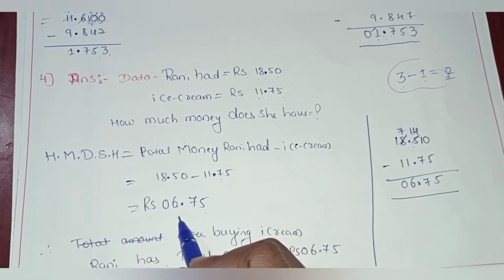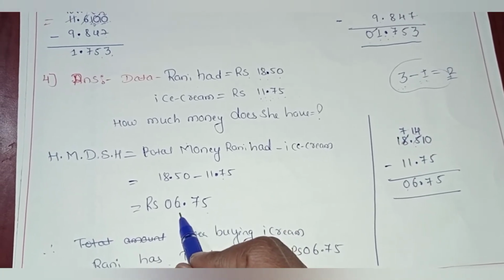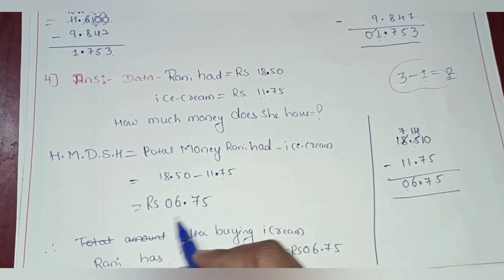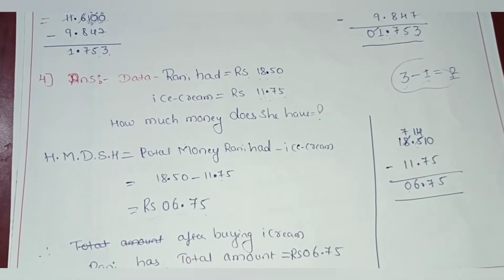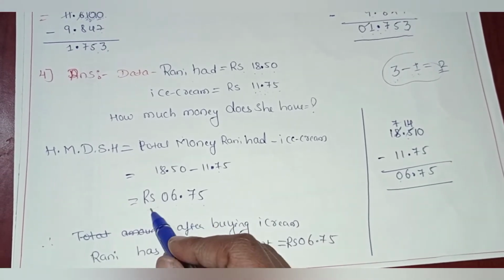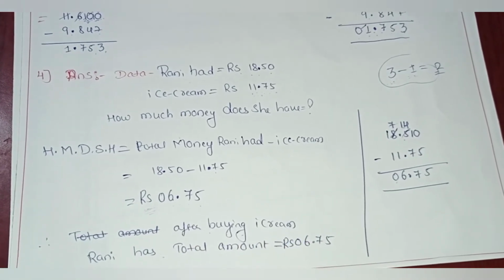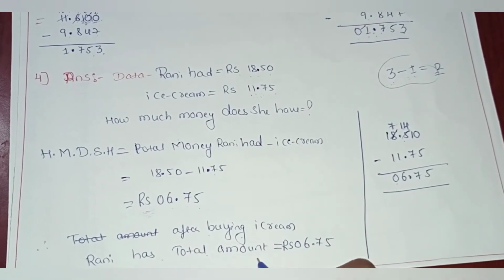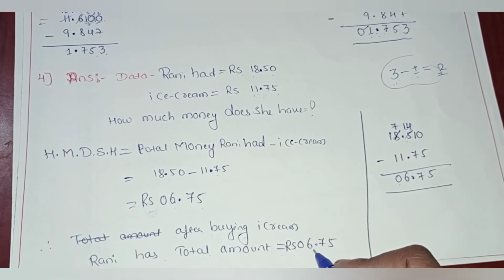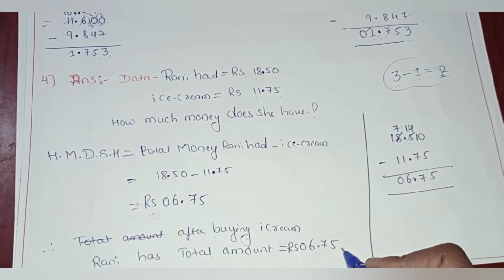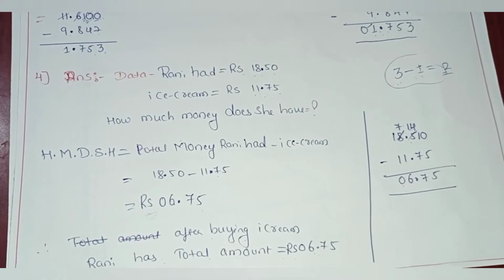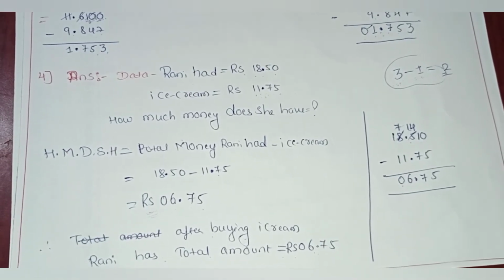6.75. Rani has 6.75 rupees, Rs. Okay, so after finishing calculation you have to write one more statement, that is, after buying ice cream Rani has total amount equals to rupees 6.75. Okay children, now let's move to the another question.